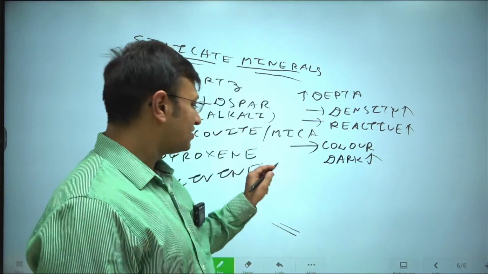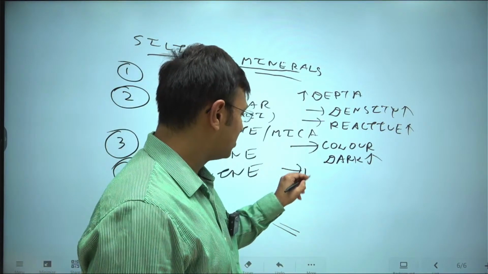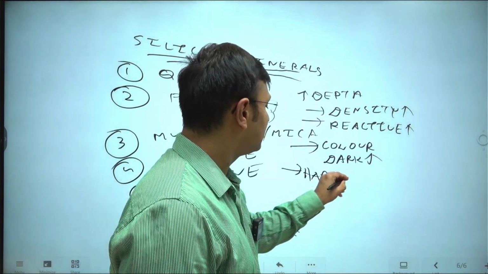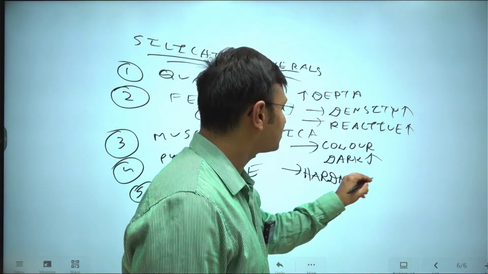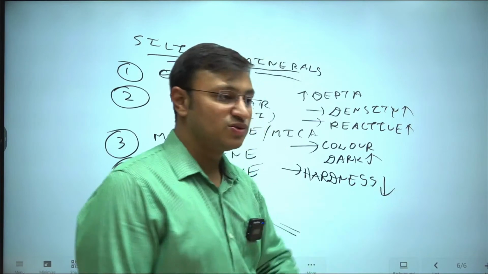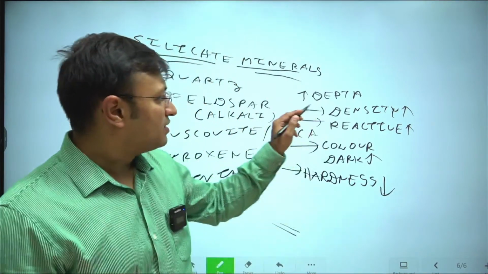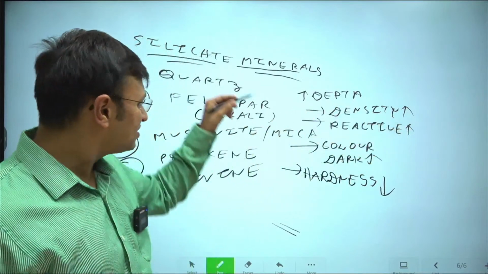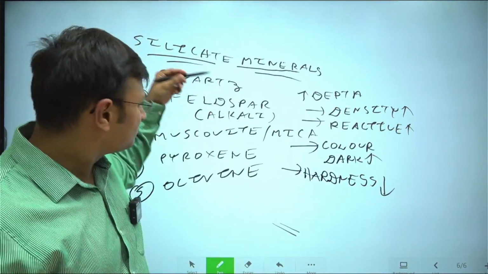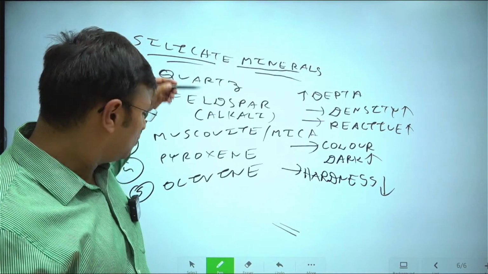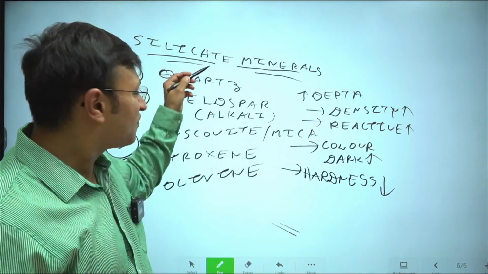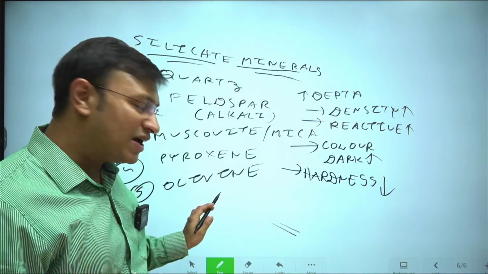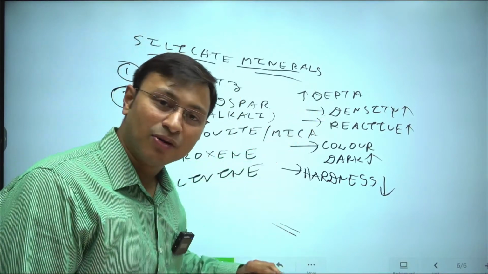But their hardness will decrease. Please keep this in mind. Their hardness will decrease. So if I'm considering the silicate minerals, their hardness will decrease. With increasing depth, the density of this mineral is bound to increase. In the depths, you will find more olivine, you won't find quartzite. So if you move from quartzite to olivine, the density is bound to increase.